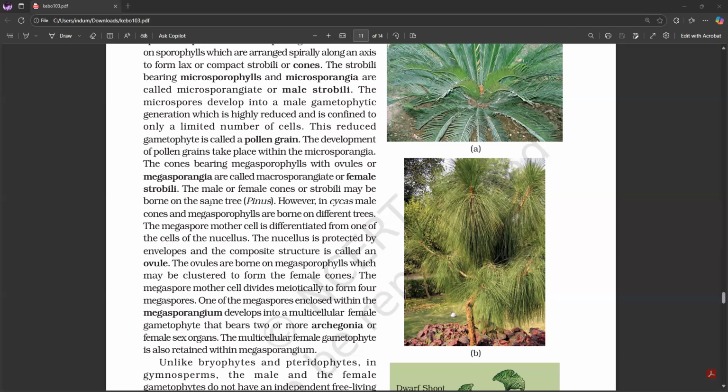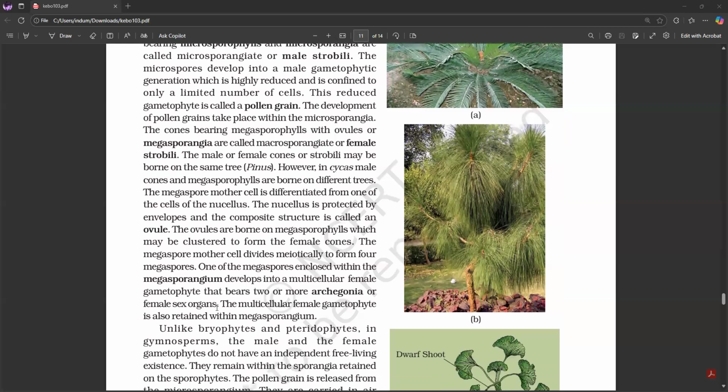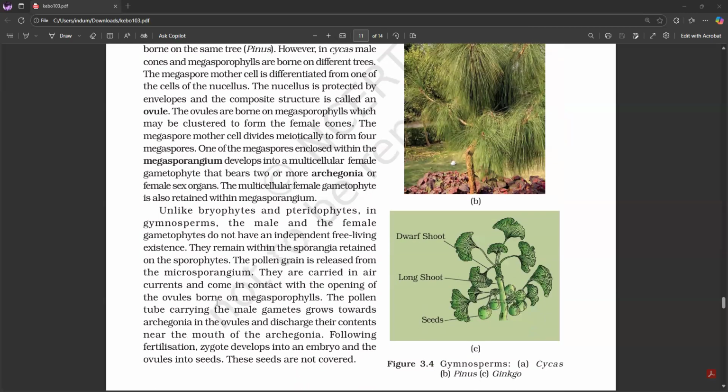The megaspore mother cell is differentiated from one of the cells of the nucellus. The nucellus is protected by envelopes, and the composite structure is called an ovule. The ovules are borne on megasporophylls, which may be clustered to form the female cones. The megaspore mother cell divides meiotically to form four megaspores. One of the megaspores enclosed within the megasporangium develops into a multicellular female gametophyte that bears two or more archegonia or female sex organs. The multicellular female gametophyte is also retained within megasporangia.